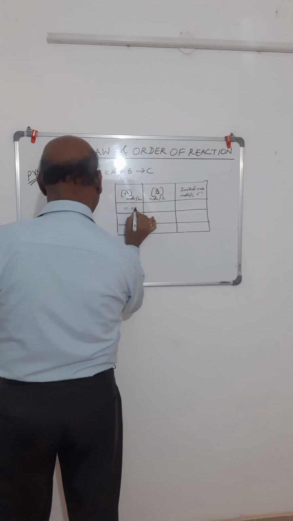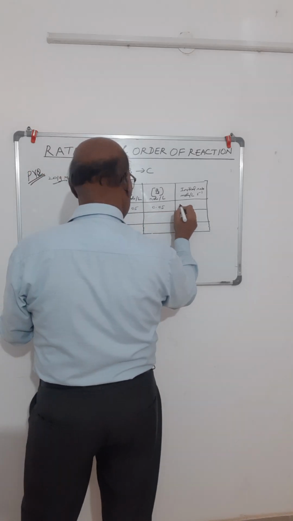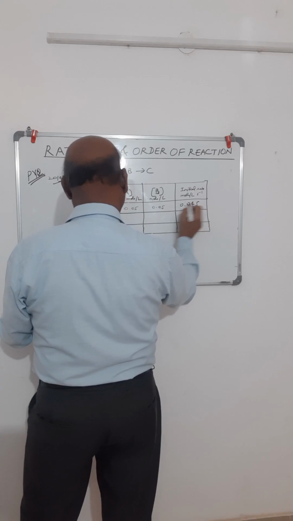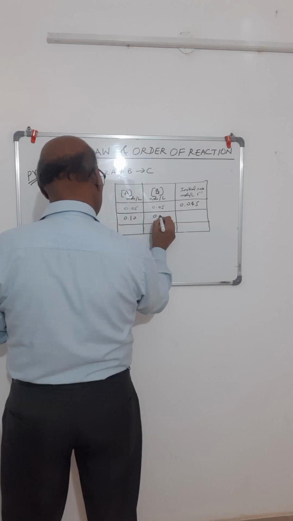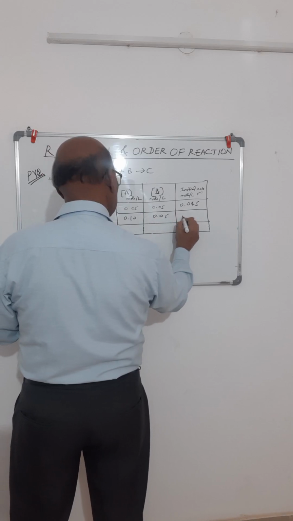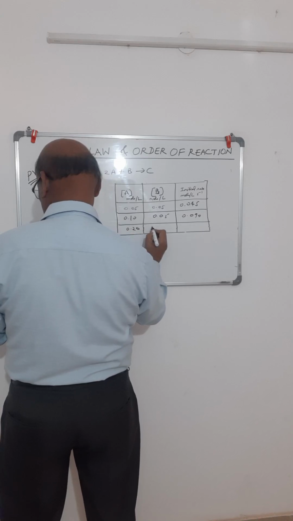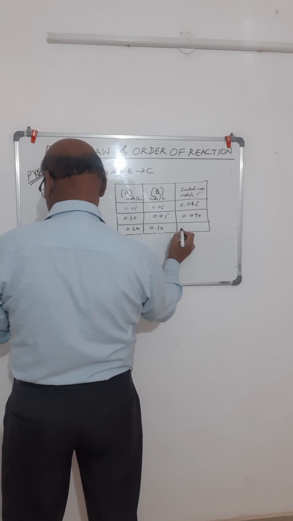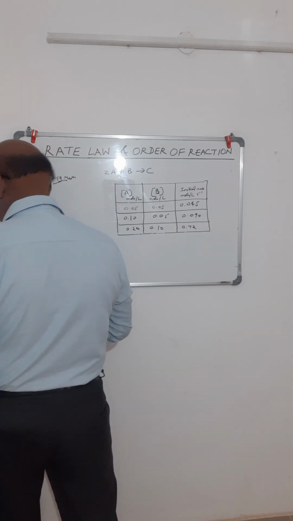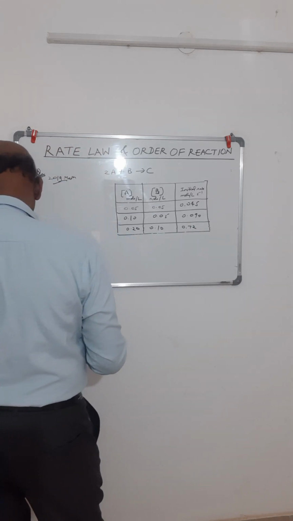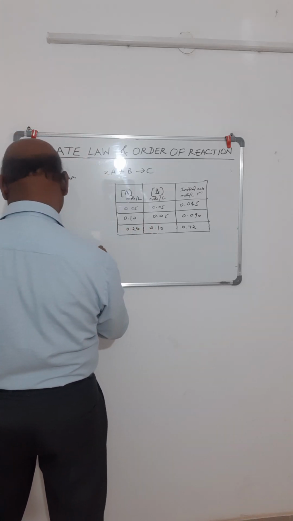So this is 0.05, then 0.05, and the rate is 0.045. Concentration is 0.10, and this is 0.05, and the rate is 0.090. Then it is 0.20, and this is 0.10, and the rate is 0.72. And we have to find the rate law for this reaction. The four options are given to us.